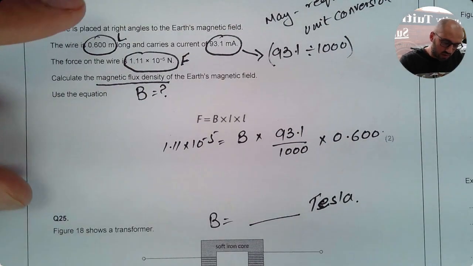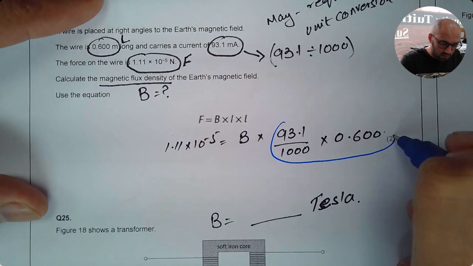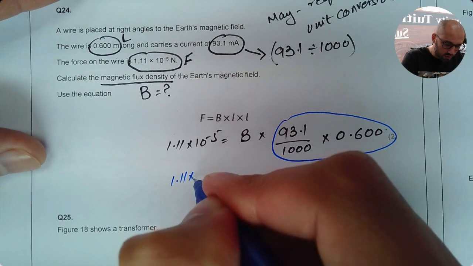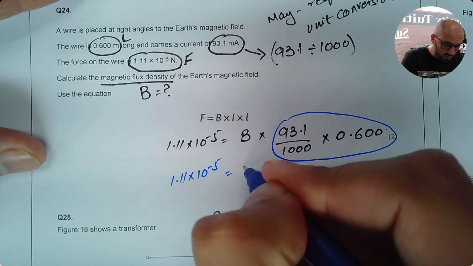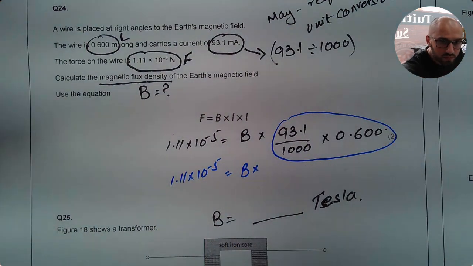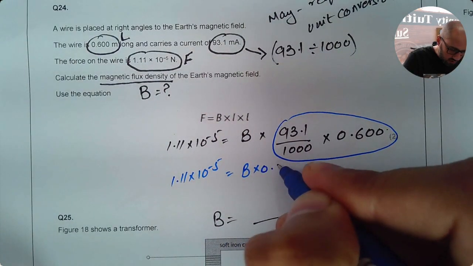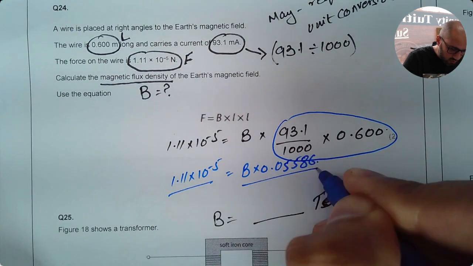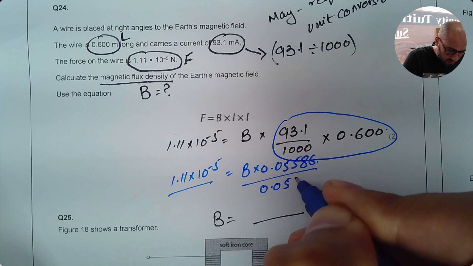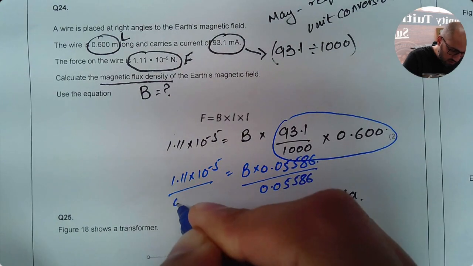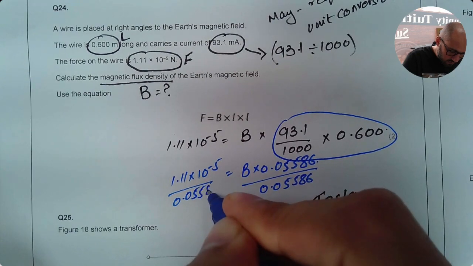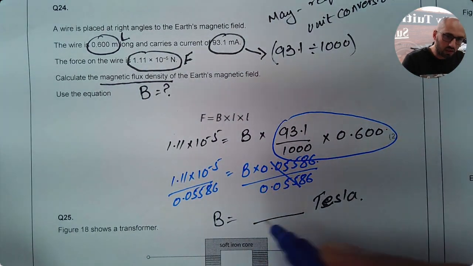You can plug this in your calculator. It'll give you one answer, and you will have then 1.11 times 10 to the power of minus 5 equals B times 0.05586. Divide both sides by this, this is gone, and it will give you the answer.